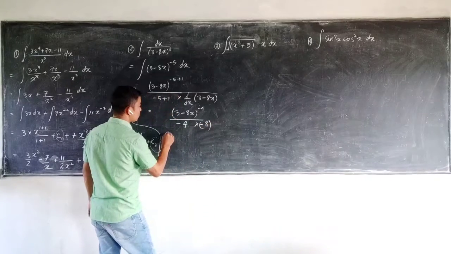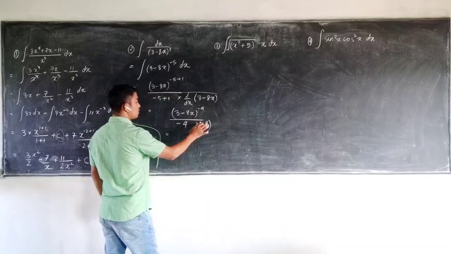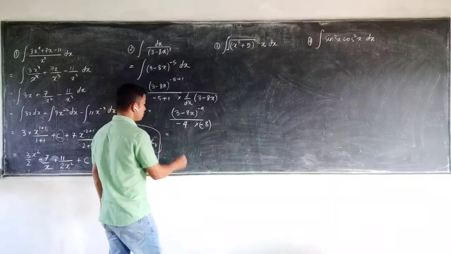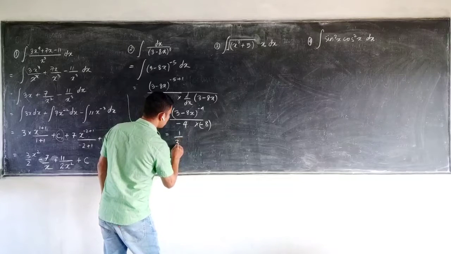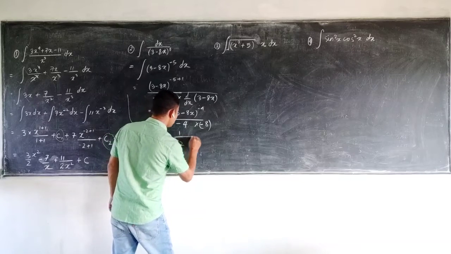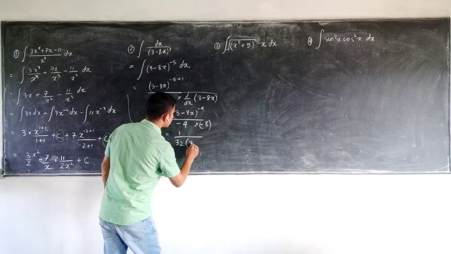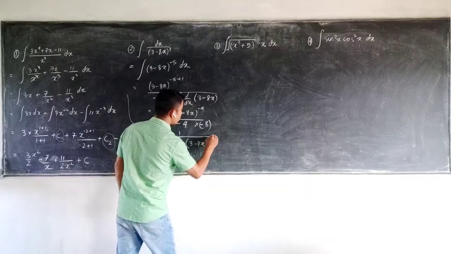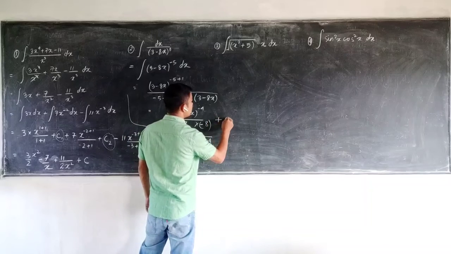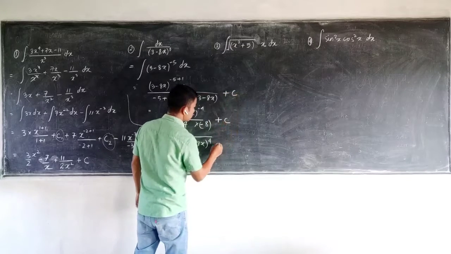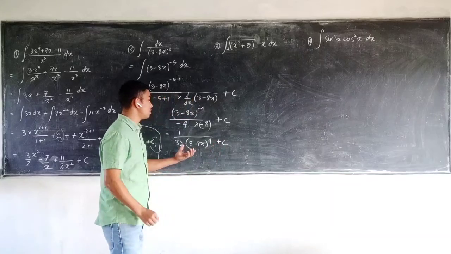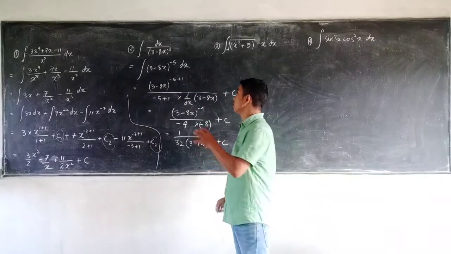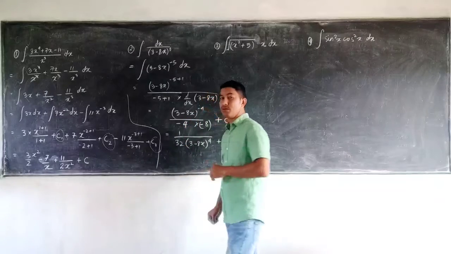Okay, so finally I'll get this as equal to, so the denominator I can multiply: 4 times 8 is 32, so it is 1 by 32 into, I'll write this as (3 minus 8x) to the power 4. Sorry, I forgot to write the constant of integration, so plus c. Okay, so this is the solution. So this is how we solve the question when we have the two terms in the denominator.